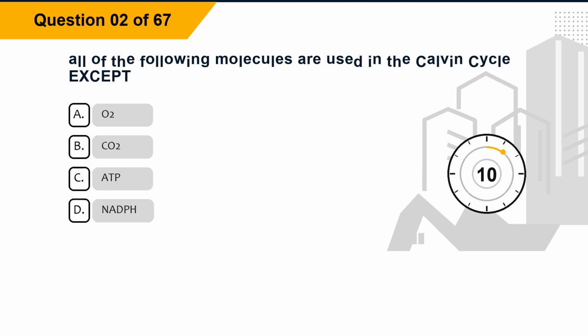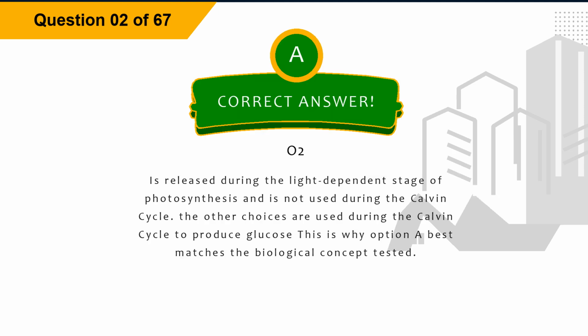Question 2. All of the following molecules are used in the Calvin cycle except option A, oxygen. Option B, CO2. Option C, ATP. Option D, NADP. The correct answer is option A, oxygen. Explanation. Oxygen is released during the light-dependent stage of photosynthesis and is not used during the Calvin cycle. The other choices are used during the Calvin cycle to produce glucose. This is why option A best matches the biological concept tested.